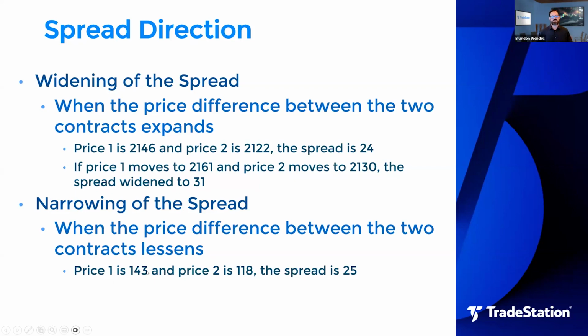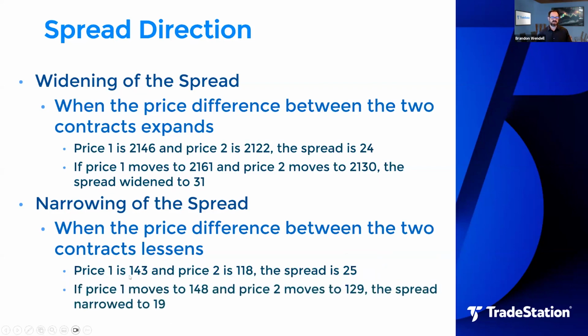So if price number one is 143, price number two is 118, now we have a 25-point spread. And if both move, you see that we went from 143 to 148. So we moved up by 5 points on number one. But security number two moved from 118 to 129. You can see that that second security moved up faster. So the spread went from 25 down to 19. And there's a 6-point spread difference and narrowed. Okay.